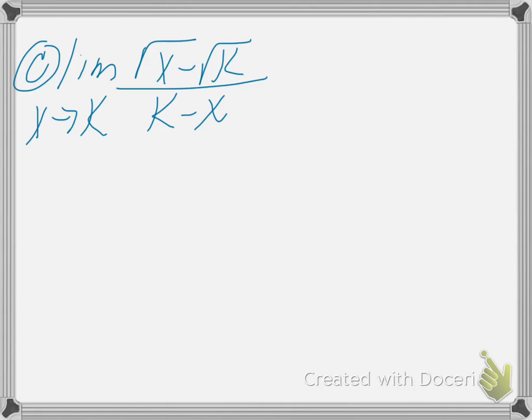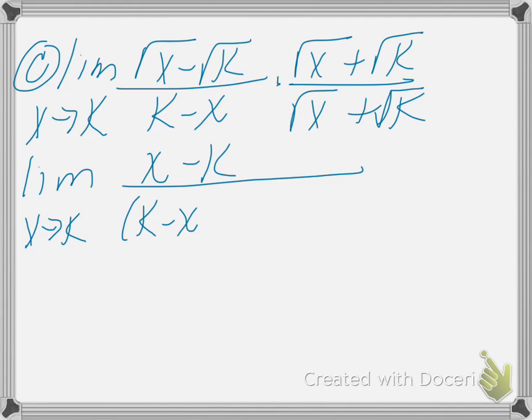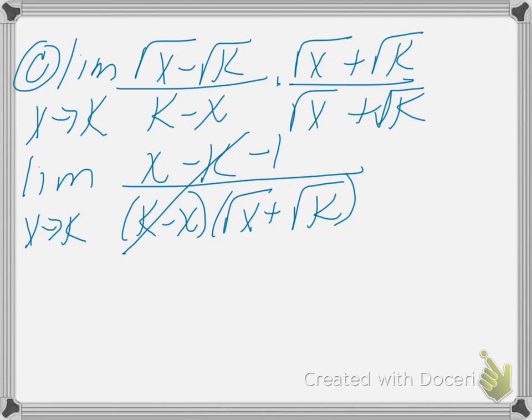Okay, part C. We did a problem just like this in class. Everyone should have gotten this right. Okay, we can't substitute k in there, we'll get 0 in the denominator, so we're going to multiply by the conjugate. Okay, so in the numerator, you're just going to be left with x minus k, and you have this in your denominator. And x minus k and k minus x, they cancel to a -1. So if we clean this up a bit, we get this.